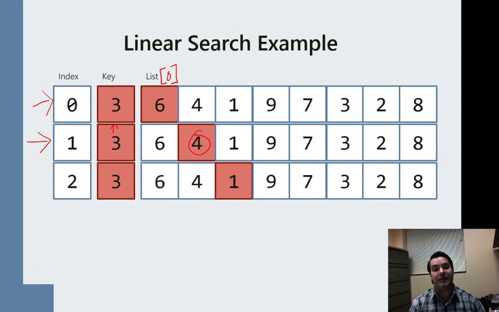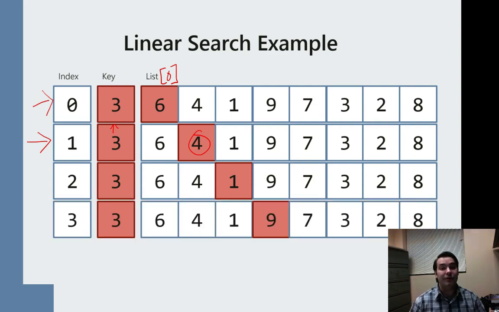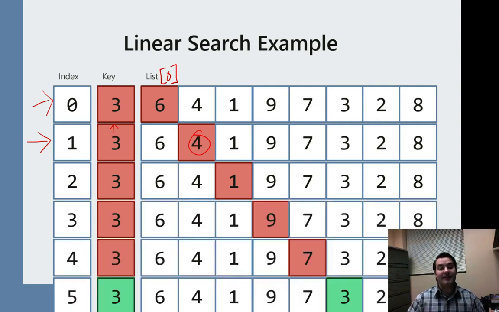Again, index has been incremented to 2. 1 is at the 2 spot. 1 does not equal 3. I keep moving until I get to index 5. And at index 5, guess what? Index 5 equals a 3. 3 equals 3. So what I get back is 5.